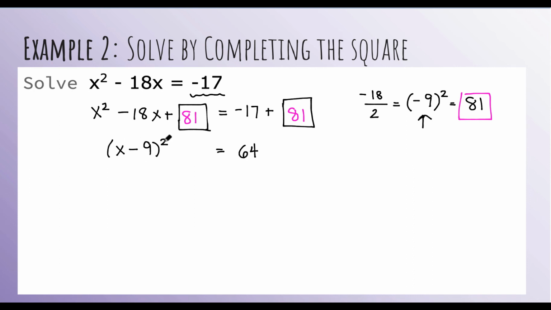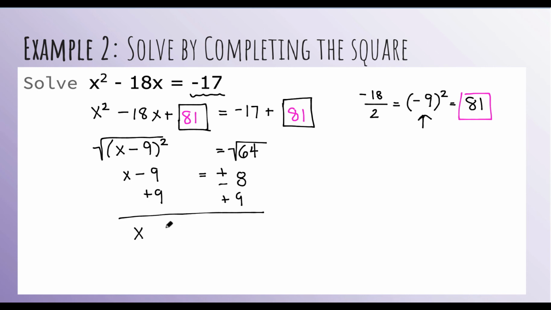So since this quantity is squared, in order to get rid of the squaring, I'm going to take the square root on both sides. And so I end up with x minus 9 is equal to, well, the 64 is positive, so we know we're going to have two solutions. We're going to have plus or minus 8. And so then we're going to add 9 on both sides, solving to get x by itself.